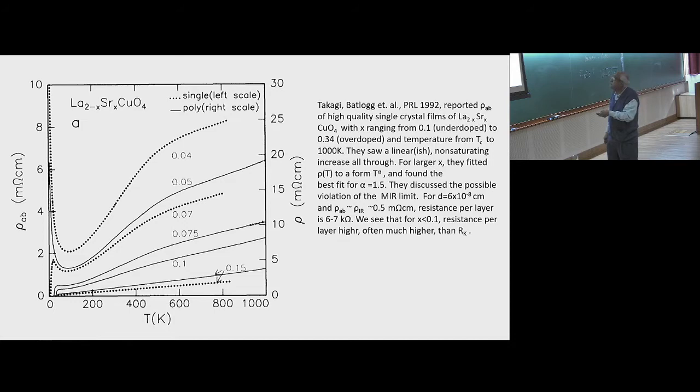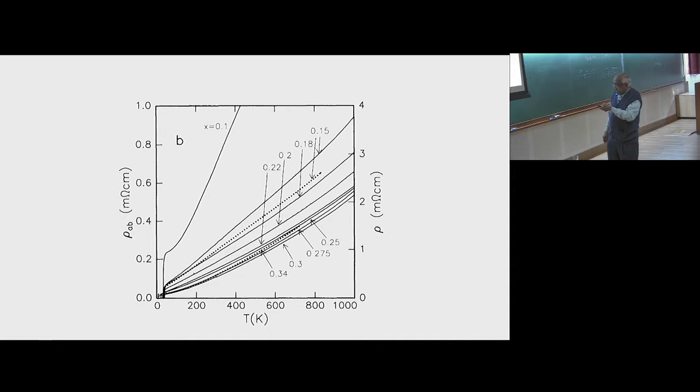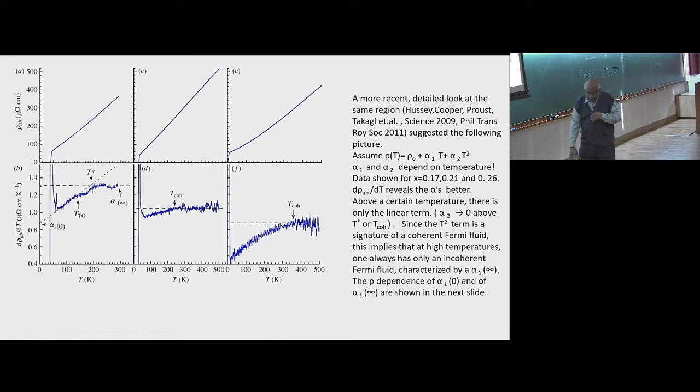Okay, so this is the same people's data, but shown over a wider range of strontium doping. Now, the authors, that is Takagi and Batlogg and Kawa and so on, they tried to fit the observed data to a single power law. And they found that the power law which fits the data best is 1.5. And there was a lot of talk about why it should be, etc.